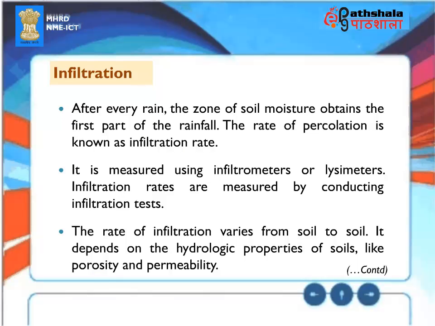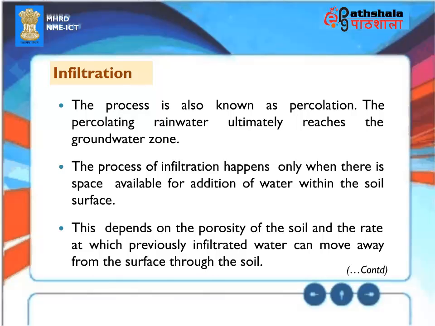After every rain, the zone of soil moisture obtains the first part of the rainfall. The rate of percolation is known as infiltration rate. It is measured using infiltrometers or lysimeters. Infiltration rates are measured by conducting infiltration tests. The rate of infiltration varies from soil to soil. It depends on the hydrologic properties of soils like porosity and permeability. The process is also known as percolation. The percolating rainwater ultimately reaches the groundwater zone.